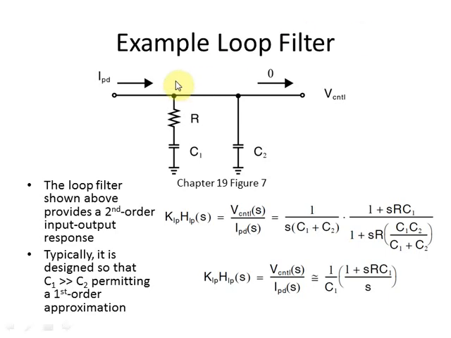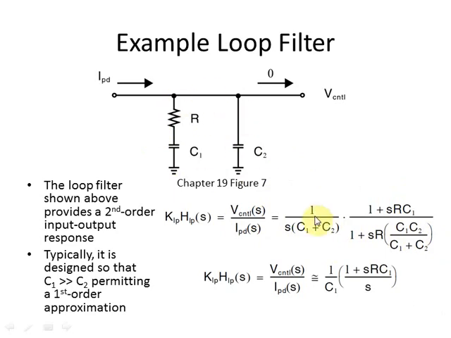Now a quick rudimentary analysis would show you that the relationship between input current and output voltage for this loop filter has a second order response, and that response is shown here. It's got a pole at DC, this term, which is just for the current being integrated on these capacitors. And then it's got another term here that captures a zero because of this RC time constant, and a secondary pole because of the interaction between R and the two capacitors.